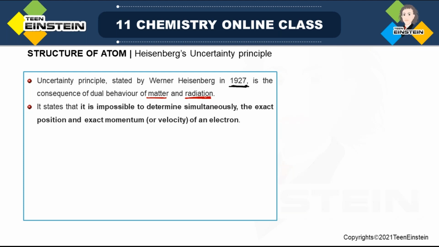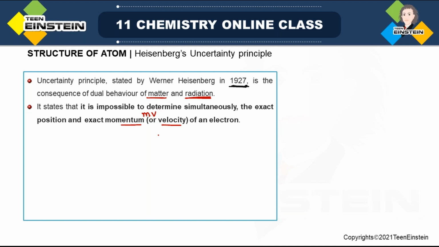Now, according to this principle, it is impossible to determine simultaneously the exact position and exact momentum of an electron. Read again. It is impossible to determine simultaneously the exact position. There will be a position for the electron, and if you want to know that, then you cannot determine the other quantity, which is momentum. Now, momentum is nothing but mass into velocity.